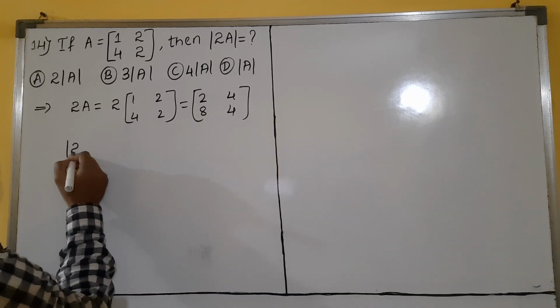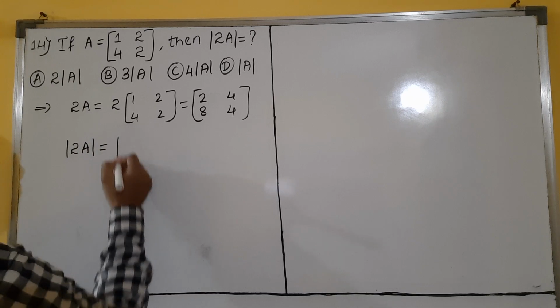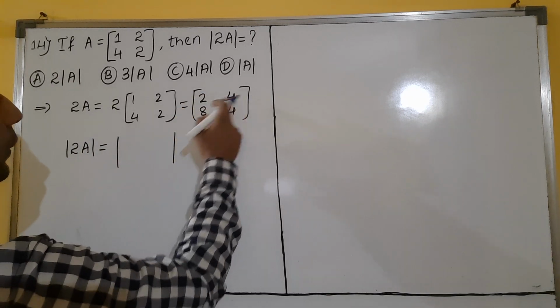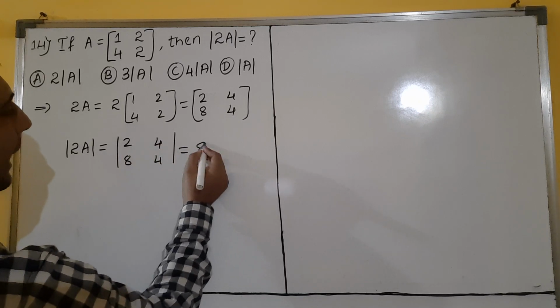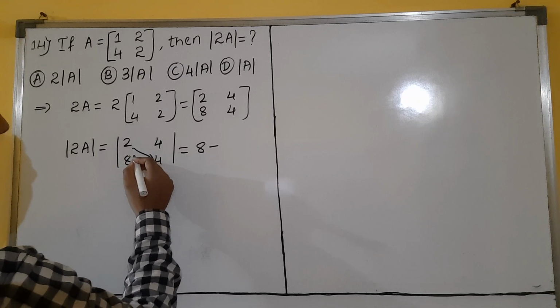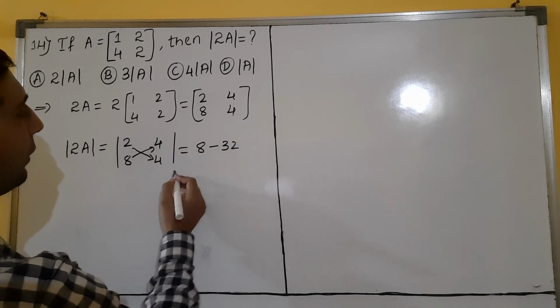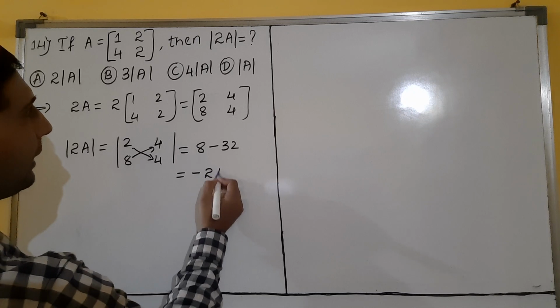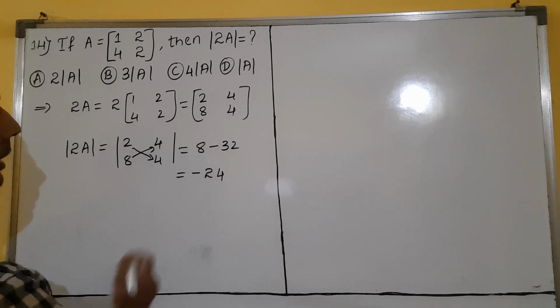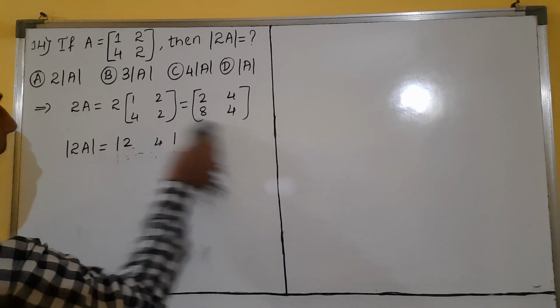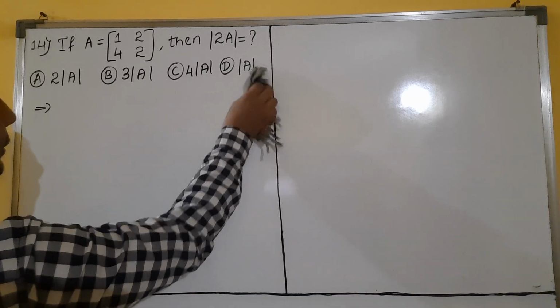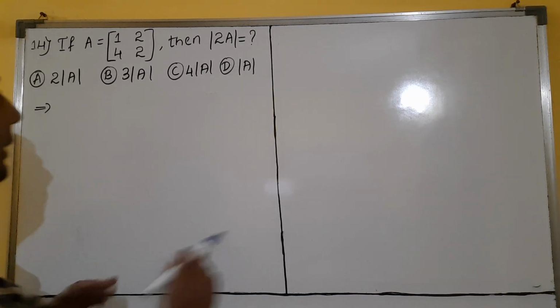I have to find the determinant of 2A. 2A is 2 4 8 4. So 2 4s are 8 minus, after multiplying, 8 4s are 32. So you will get minus 24 as our answer, dear students. This is one method. And another method is what? Wait. They had asked a different question, dear students. I thought they are asking differently. Sorry, I did not see the options properly. It's okay, no problem.